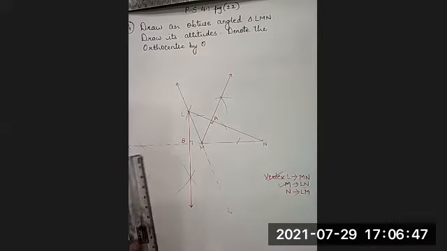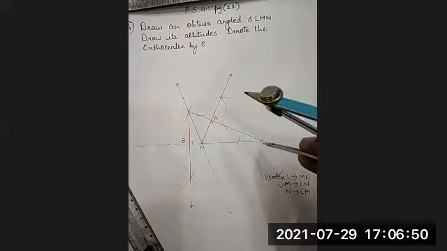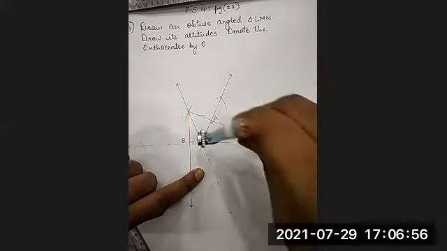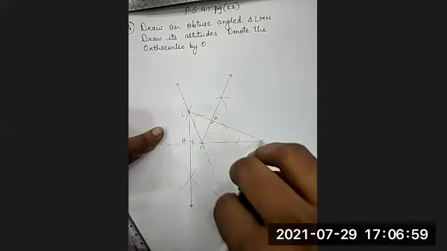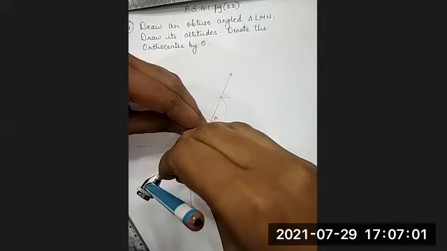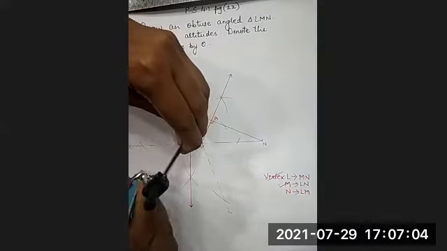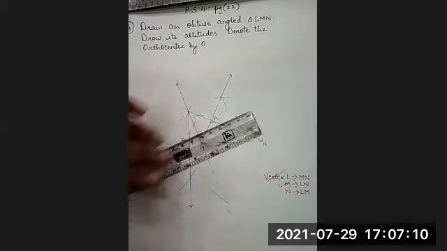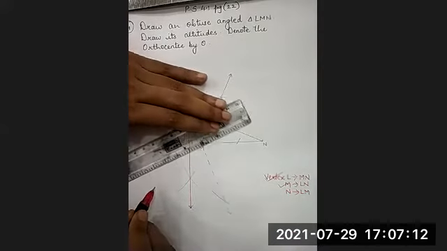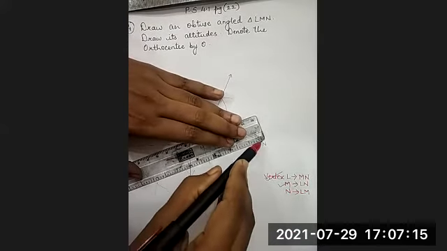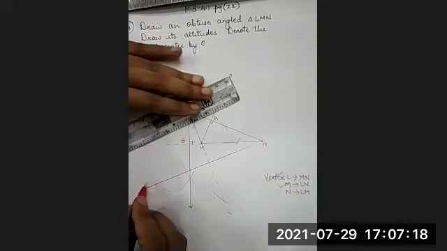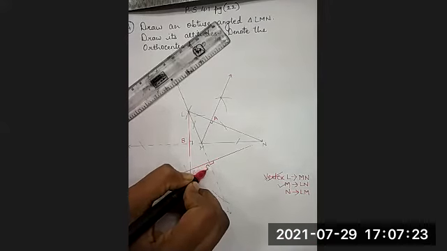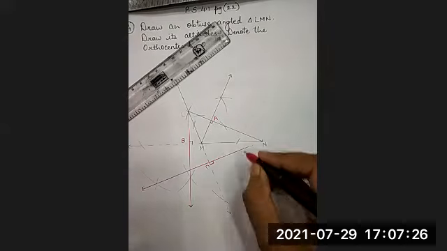Now I'm left with vertex N. So for vertex N, this LM is the side. So I'll keep the pointer on L. I'll make the arcs like this. And I will make the arcs first from point N and then from the arcs. So I got this point here. From N, I'm going to draw a line passing through this point. So here comes my third perpendicular. The point is C.